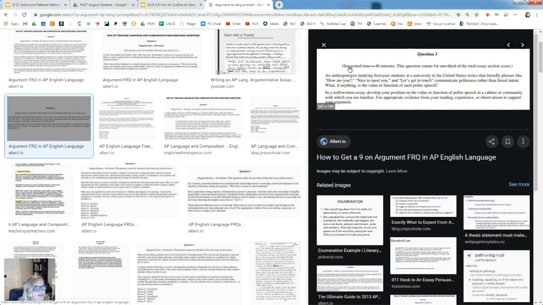So here's a good example right here. It says, use appropriate evidence from your reading, that's a literary example, experience, that's a personal example, or observations. That could be a modern example. It's not saying you have to use those three, but that's kind of where I got this idea from.